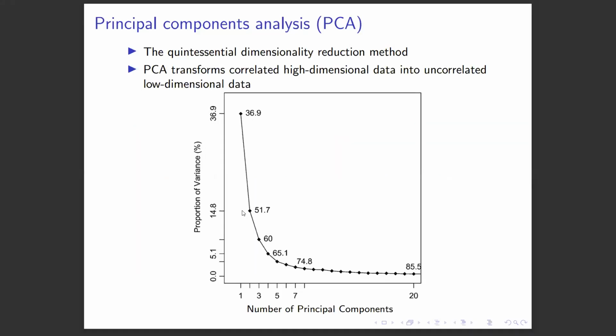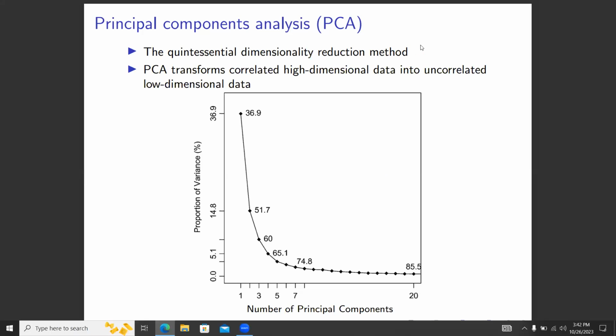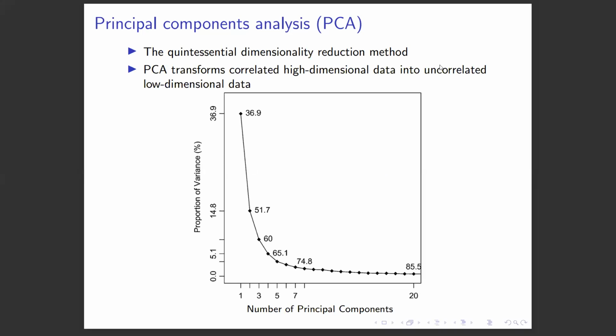So, well, let's think about PCA first. PCA is sort of the central dimensionality reduction method, and it can be interpreted in many different ways. How you interpret it decides how you extend it to the nonlinear way. But this is how PCA works.